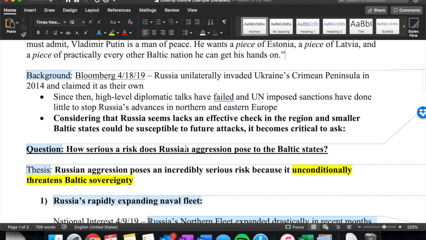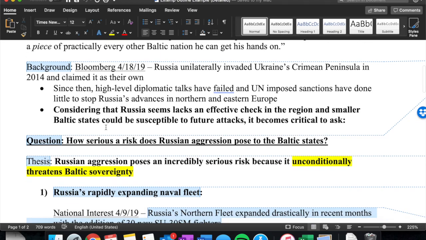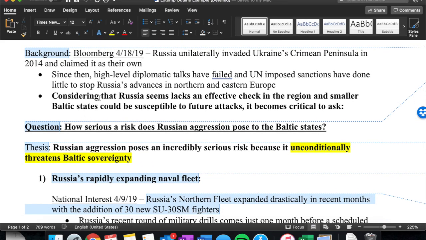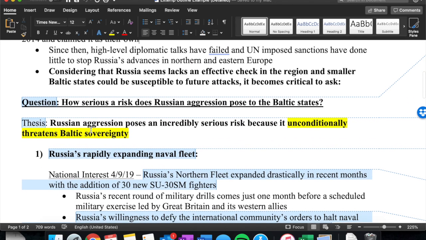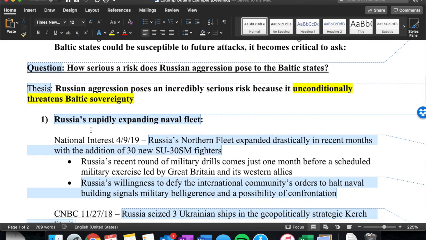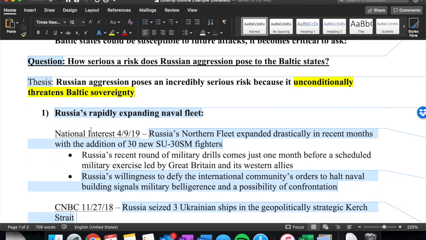Second, look at the way that he establishes the background there. He winds back the clock to 2014, explains the invasion of the Crimean Peninsula, and then explains that diplomatic talks are failing and UN sanctions are doing little to stop Russia's advances. Given that context, that helps the audience to understand why the question's important. That's often what you're doing in the background, helping the audience to understand why the question is even relevant. And then he has his thesis.